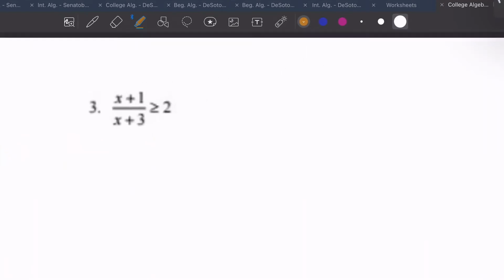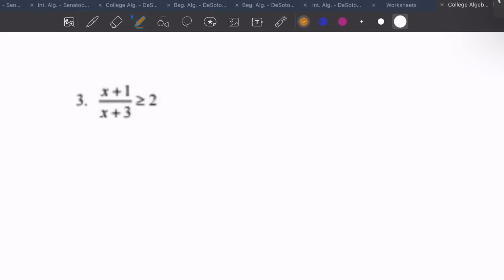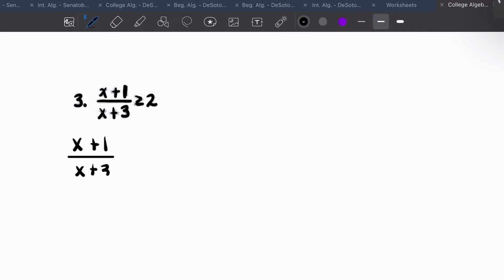Let's do this one. We have, I'm going to write over it, x plus 1 over x plus 3 is greater than or equal to 2. Okay. It's our third example. We need it to be in standard form, which means 0 on the right side and factored. Okay, so we need to move this 2 over. So we get x plus 1 over x plus 3 minus 2 is greater than or equal to 0.